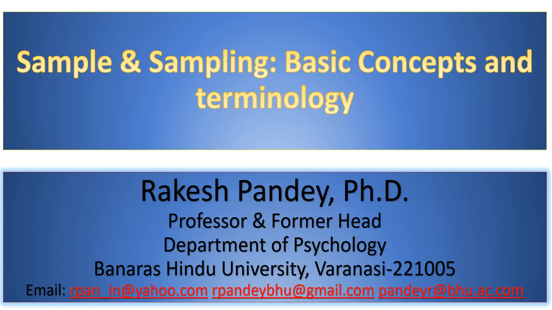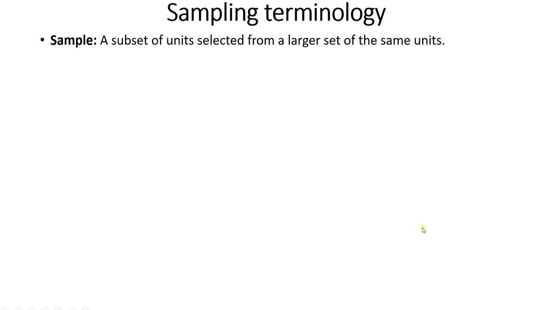This subset of population is called a sample, and the method of selecting a subset of units from the population of units is called sampling. In this lecture, I will try to define these simple concepts related to sample and sampling technique. So let us first focus on the basic concepts related to sample and sampling technique.